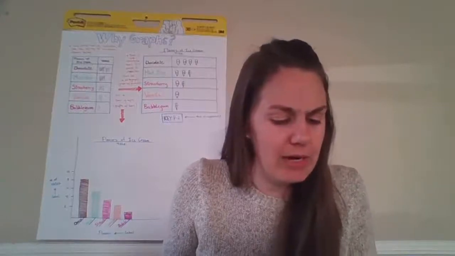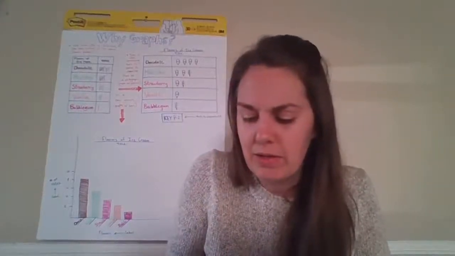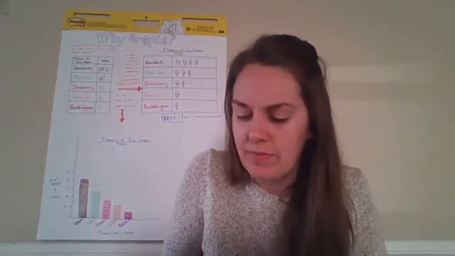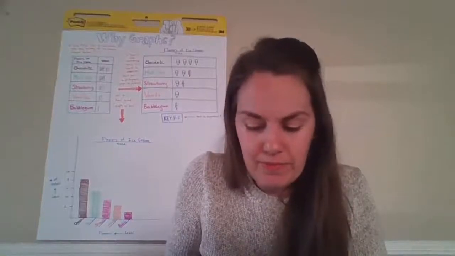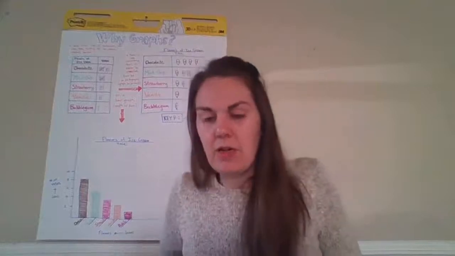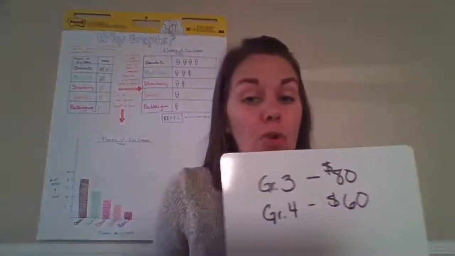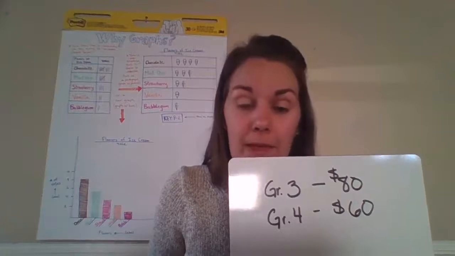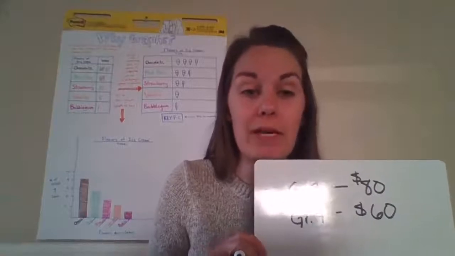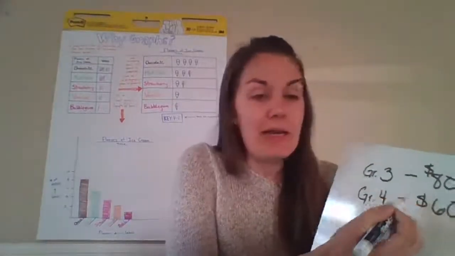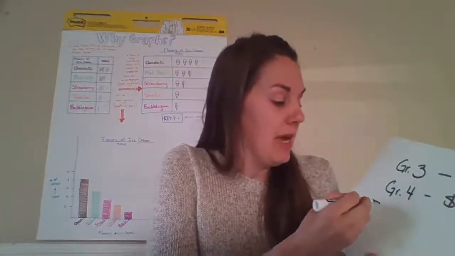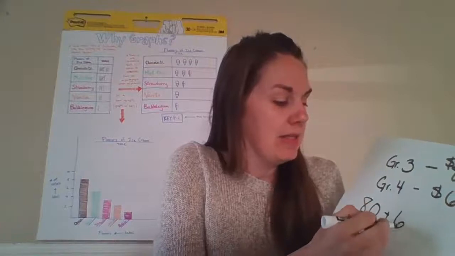It says third grade has already raised $80. And fourth grade has raised $60. So this is what we know so far from our graph. Now, to solve this problem, we are going to need to figure out how much more money they need to raise. So we would be adding the numbers that we have already together. So we would see 80 and 60.